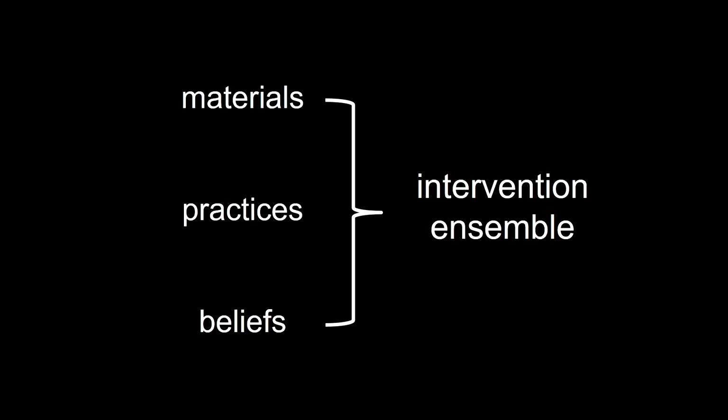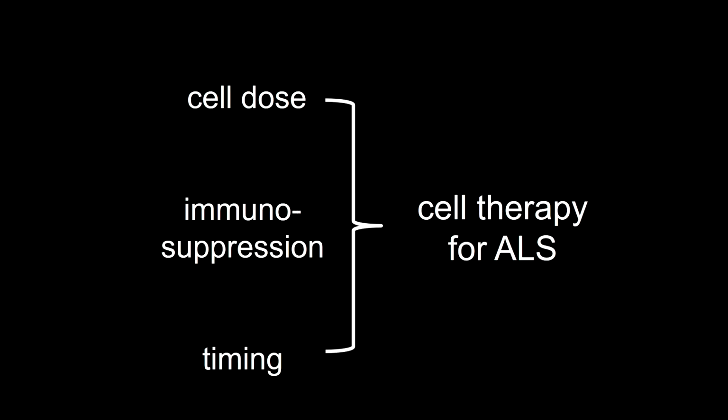The first step is to identify the materials, practices, and beliefs that we need to combine with some substance, a vector, in order to elicit its therapeutic activities. So if we're talking about cell therapy for ALS, for example, those cells don't do anything unless we know exactly what dose to administer, what kind of immunosuppression regime to give, what kind of timing to administer in the progression of ALS, et cetera, with that intervention in order to elicit its activity.